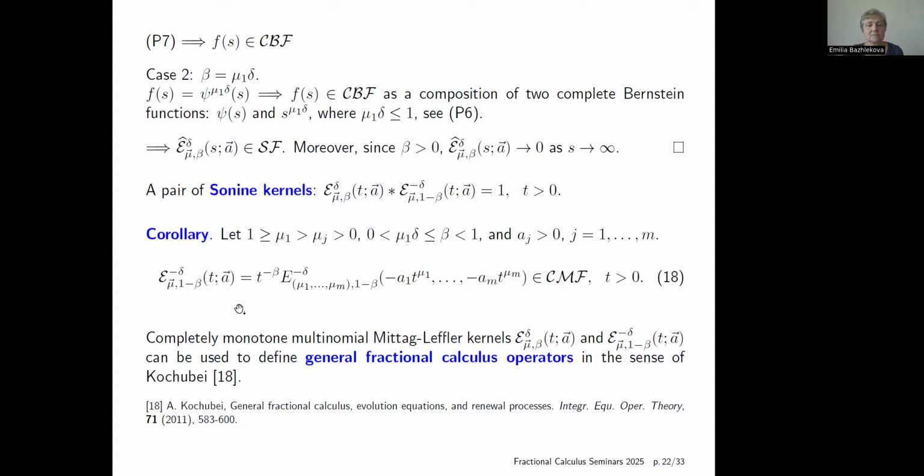This is an important result because we can use completely monotone multinomial Mittag-Leffler kernels to define general fractional calculus operators in the sense of Kochubey. The definitions are given in this seminal work 18. And for these definitions, it is essential that the kernels are completely monotone.